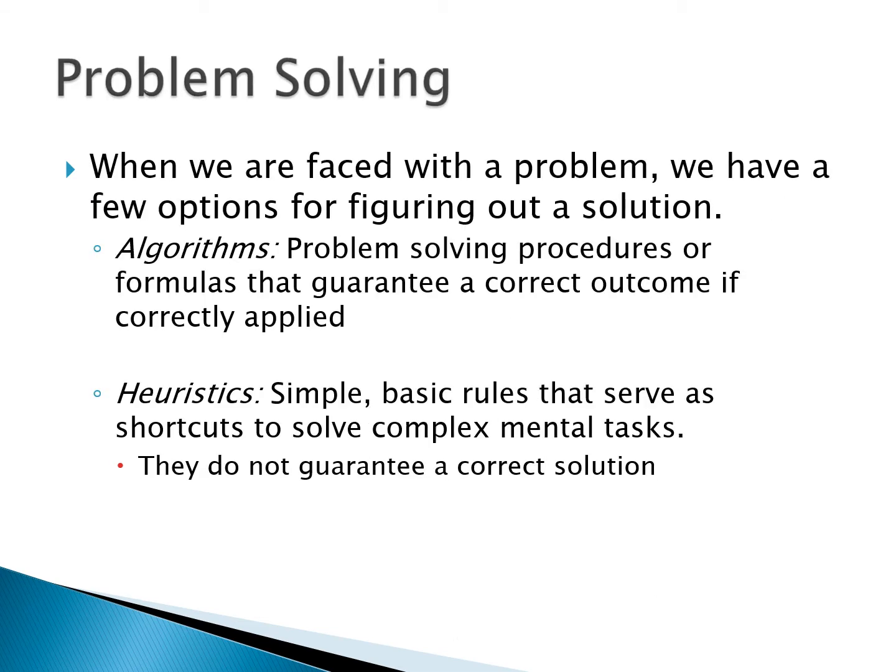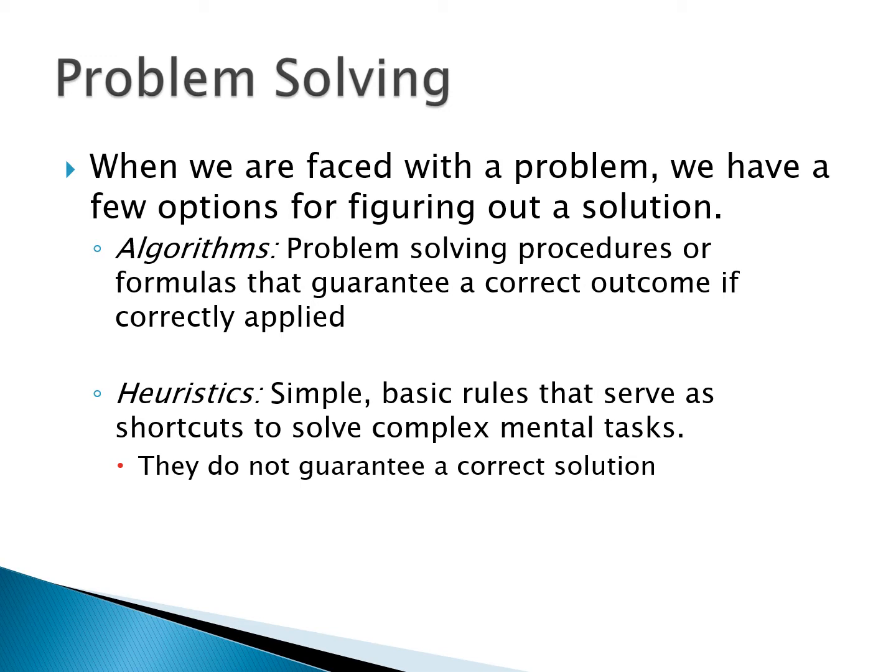So when we're problem solving, a couple different things we use. When you're faced with a problem, we have a few options to figure out the solution. One thing is algorithms. I'm sure you've heard of this on TV shows, especially depending if you're watching detective type shows. So an algorithm is problem solving procedures or formulas that guarantee a correct outcome if correctly applied. So this is like a mathematical formula that you will definitely get the right answer. It just might take time.